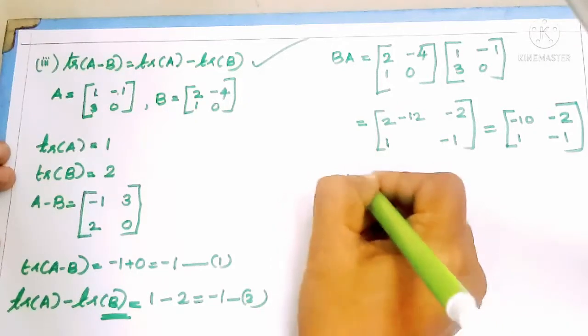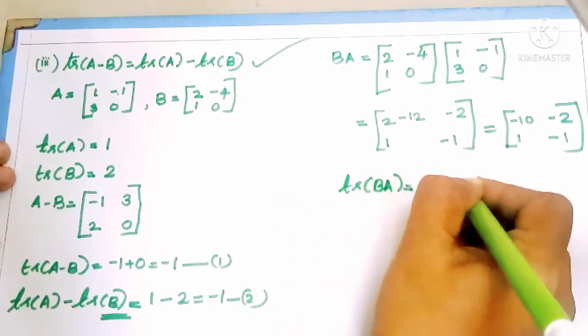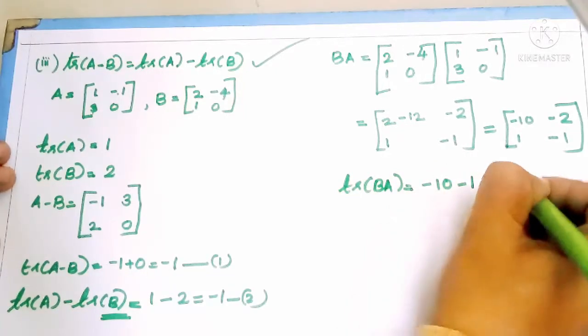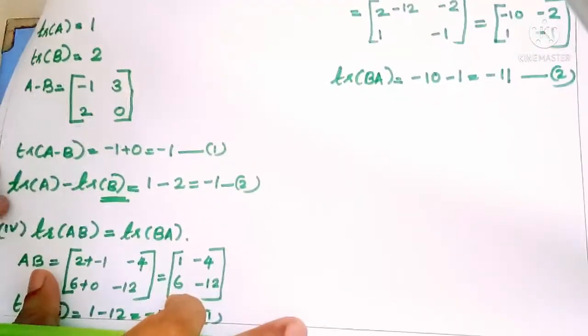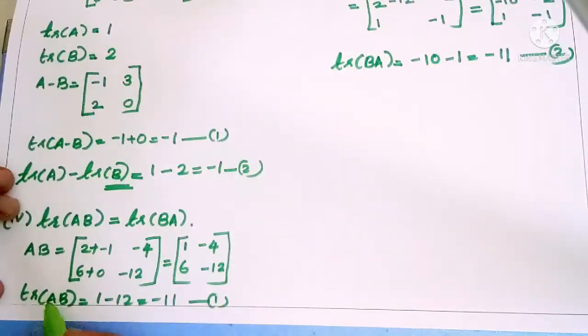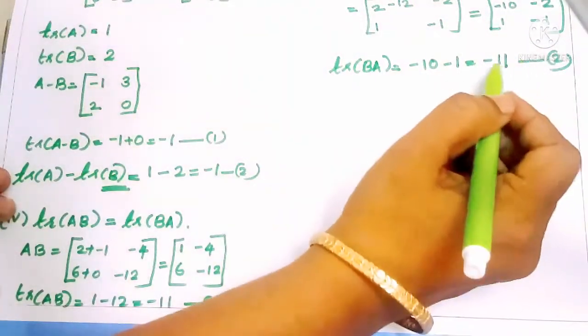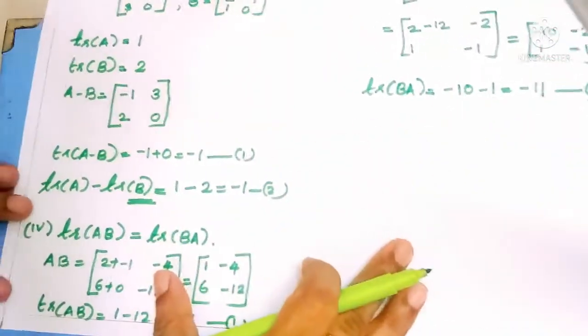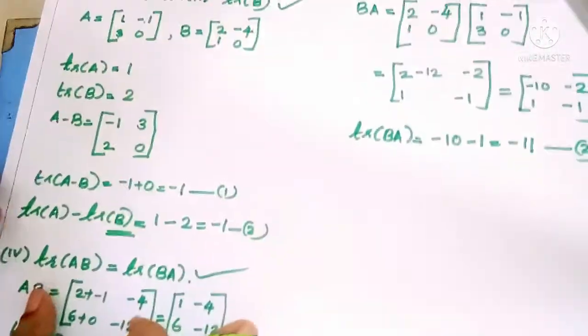Then what is trace of BA? Minus 10, minus 1. It should be equal to minus 11. Question number 2. If you compare trace of AB and trace of BA, here we get the same value, that is minus 11. So we can say trace of AB should be equal to trace of BA.